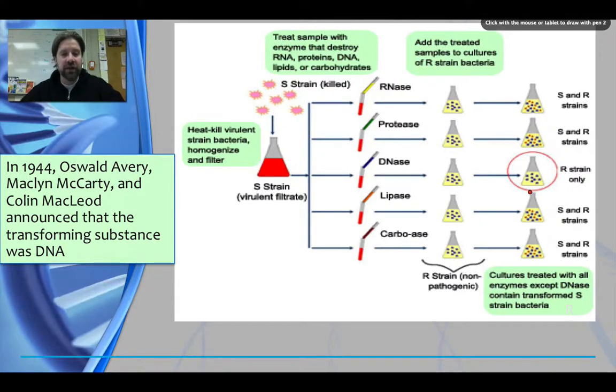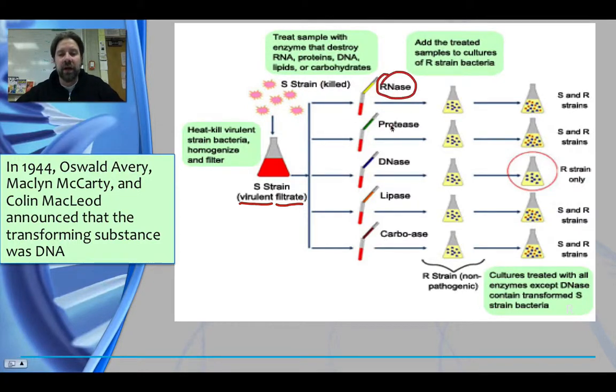So if you take a look at our picture here, what we have is heat-killed virulent strain bacteria, which wind up in this Erlenmeyer flask here. We'll call it S strain, the smooth strain, which is a virulent filtrate, which means if that gets injected in something, it's going to hurt that thing. It's going to kill anything that it becomes injected into. Now, they're going to treat this sample of S strain virulent filtrate with a number of enzymes, and you can see them here.